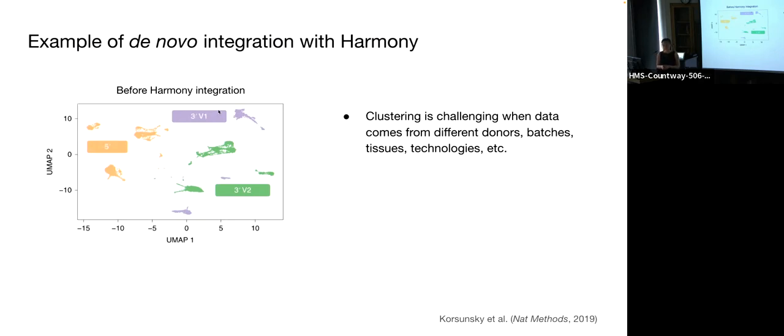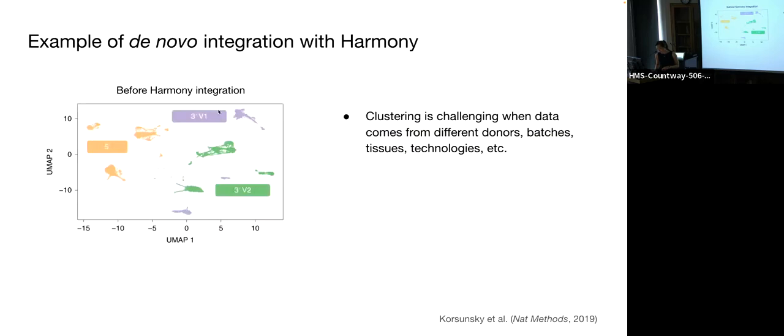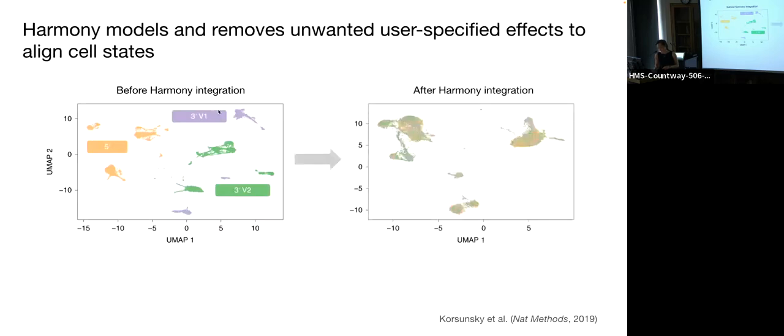And so for this problem, we turned to a strategy called de novo integration. And there are many methods to be able to do this in the field, including one that our group developed called Harmony. And so as a concrete example for what Harmony does, we can apply Harmony to this example here and then integrate the cells so that now the effect of technology is removed and the cells now cluster by cell type.